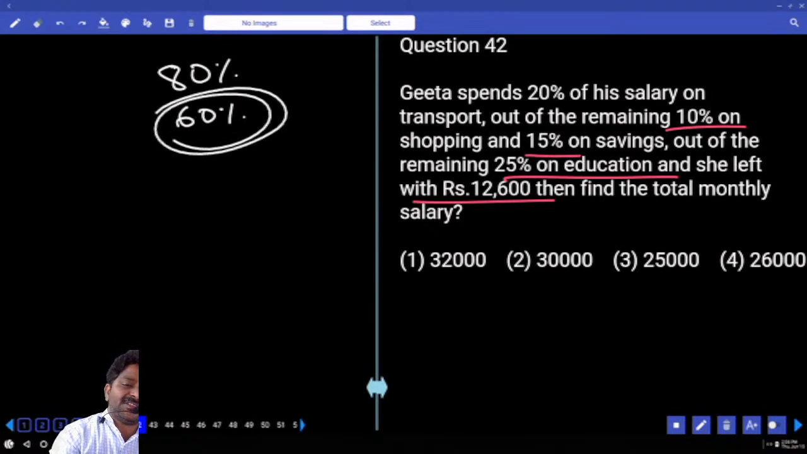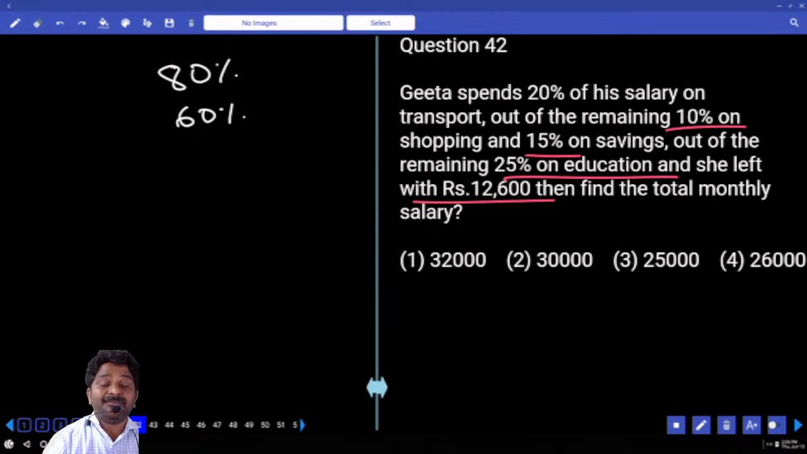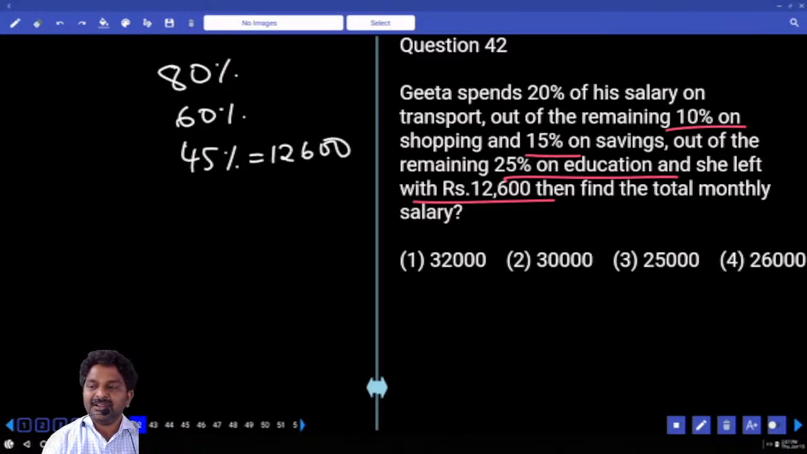That means out of this 60%, 25% is spent on education. How much is that? 15. How much is remaining? 45%. And this value is equal to 12,600. And the question is the monthly salary. That means 100% we need to calculate. Right. Divide it by 45 into 100. That is one way. Correct.